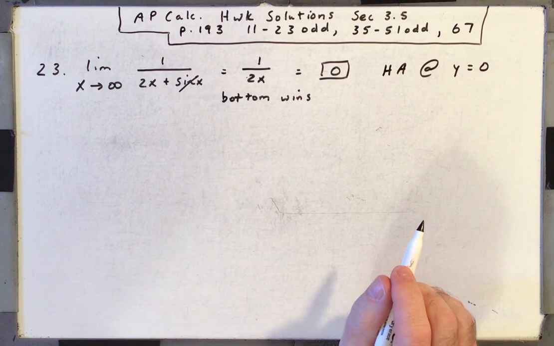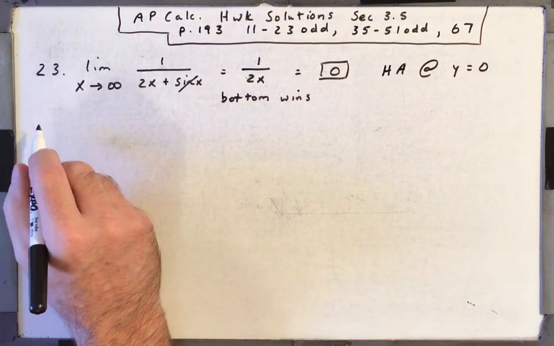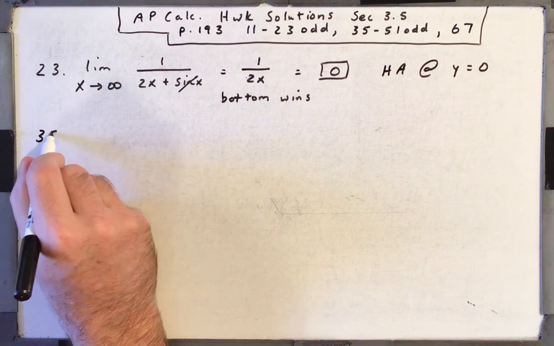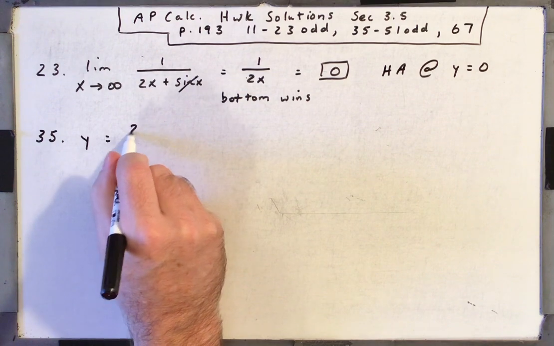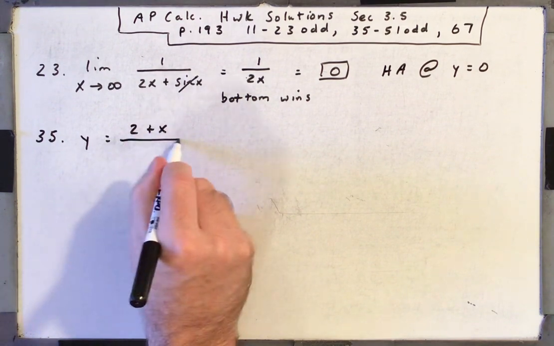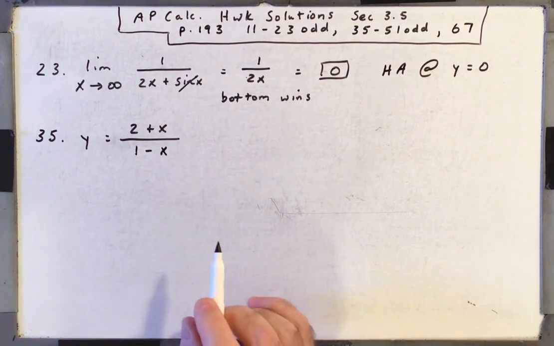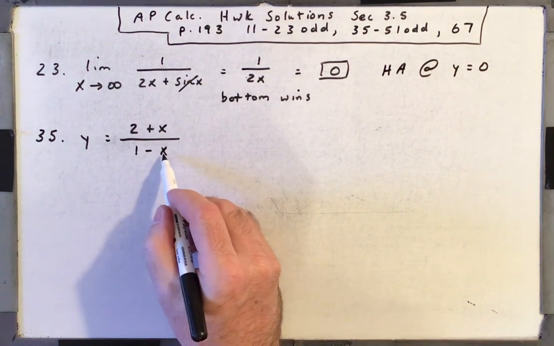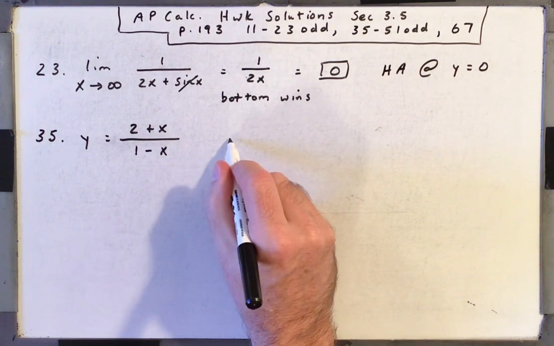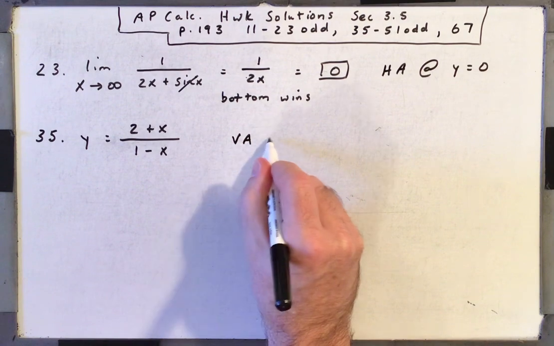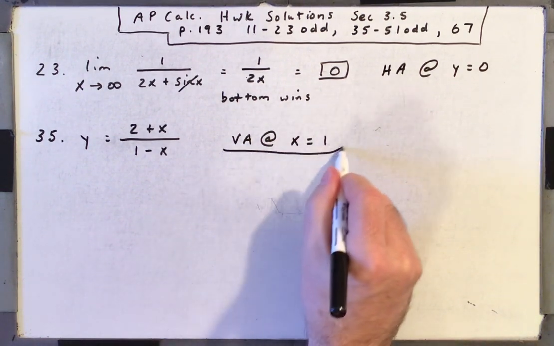All right, let's flip over to the next section. This time we're trying to find both the horizontal and the vertical asymptote. So 35, we have y is equal to 2 plus x over 1 minus x. Well, let's find the vertical asymptote first. It's just about the denominator, right? So we have the denominator equals 0 when x is 1. So we have a vertical asymptote at x equals 1.